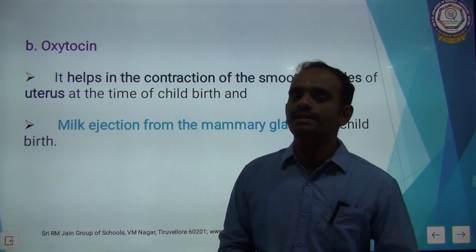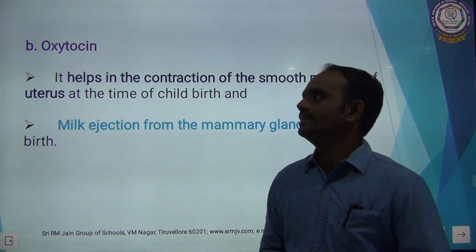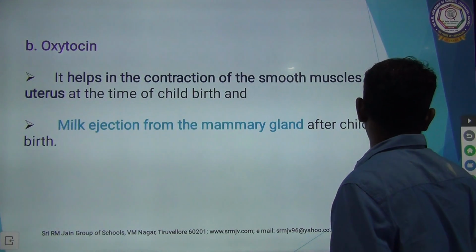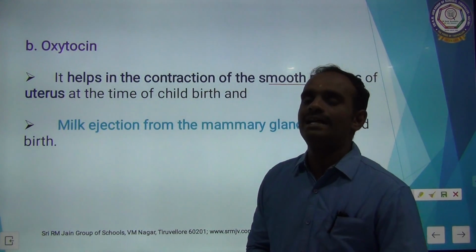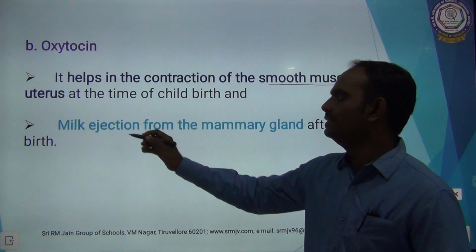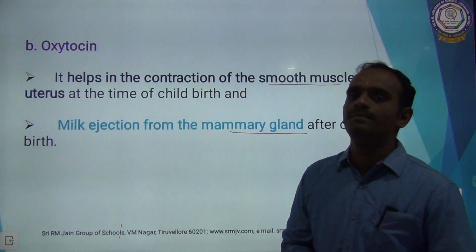Then oxytocin. Oxytocin is a hormone secreted by the neurohypophysis. This oxytocin helps in the contraction of the uterus. So contraction of smooth muscles of the uterus at the time of childbirth, and it also plays an important role in milk ejection from the mammary gland after childbirth.